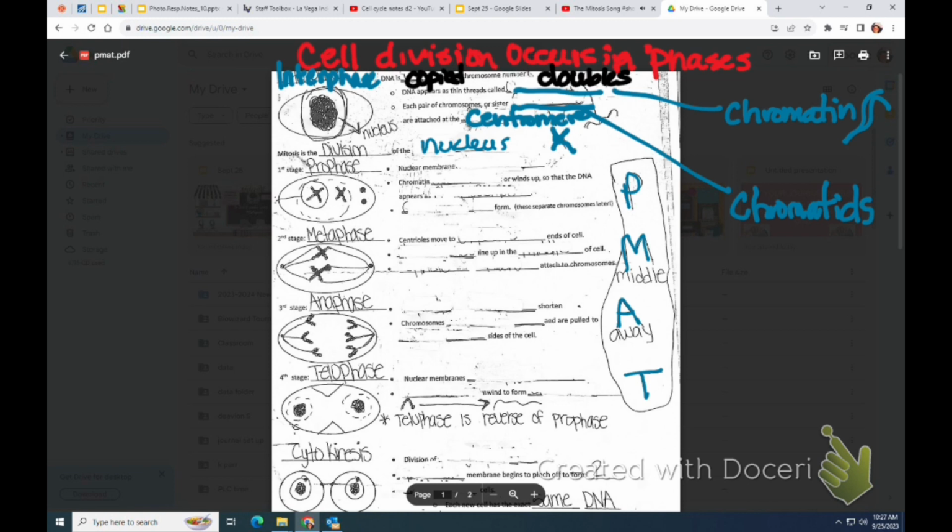Nuclear membrane, we're going to put dissolves. Nuclear membrane dissolves. Chromatin condenses. So while we had those thin threads before, now we're actually going to be able to visibly see what we call the chromosomes. And again, that's that X with the dot in the middle.